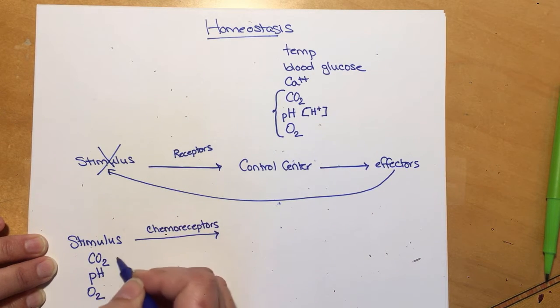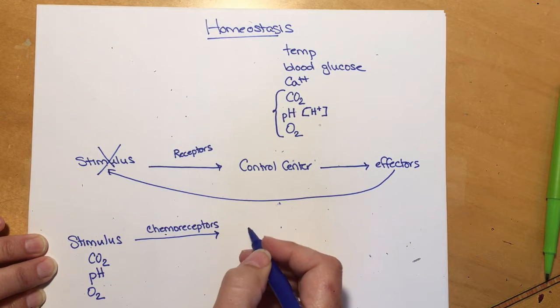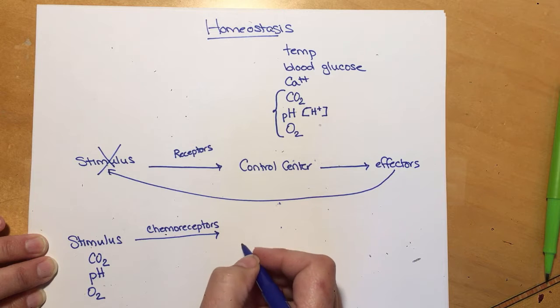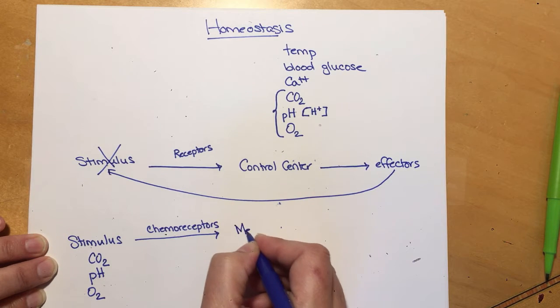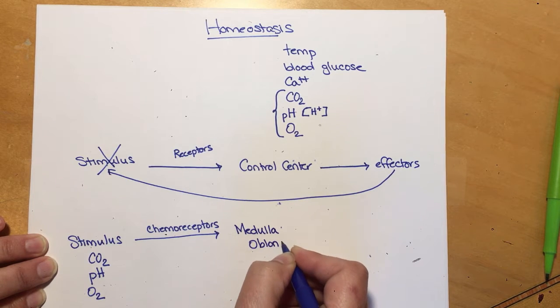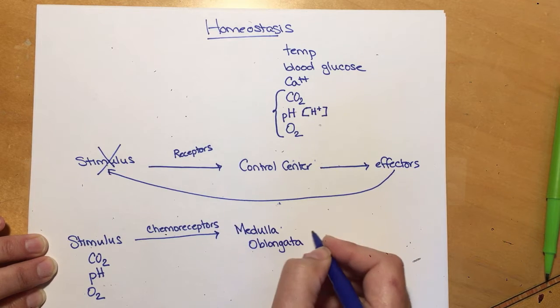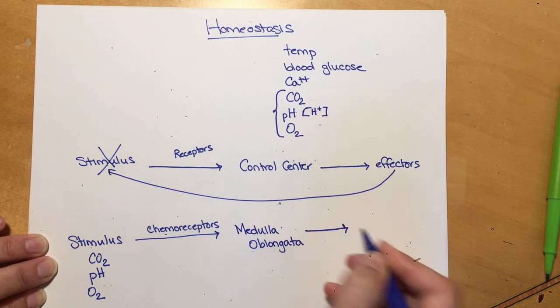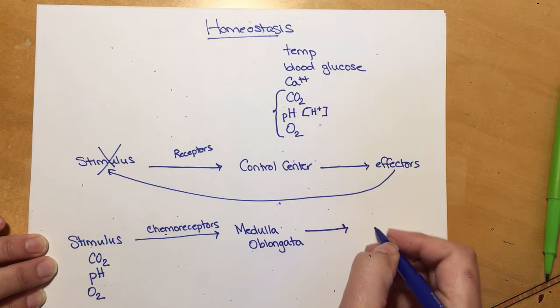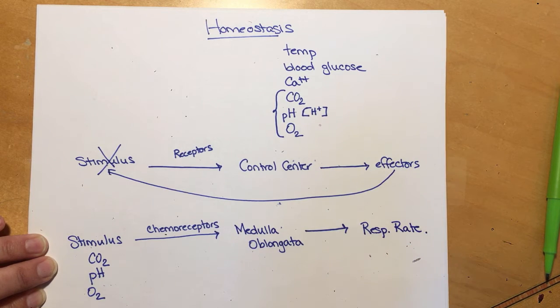So if there's too much CO2, it will bind to chemoreceptors, and the chemoreceptors will take that information to an area of the brain called the medulla oblongata. This is part of the brainstem. The medulla oblongata is going to change the respiratory rate to take care of the problem here.